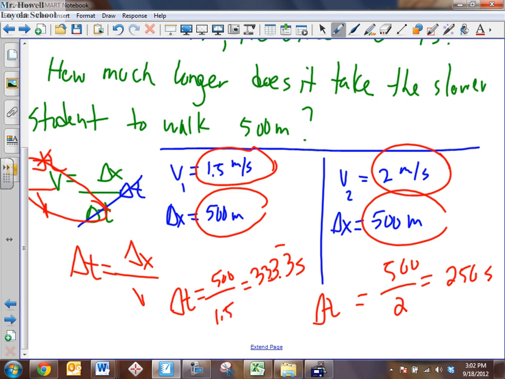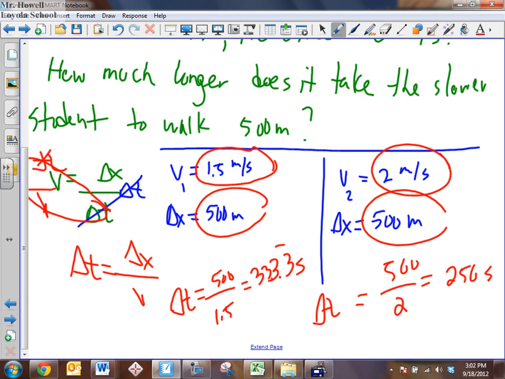So student 1 walked slower. Look at his velocity, 1.5. And it took him longer, which is logical. Think about the logic behind your answer. He walked slowly, so it took longer. This student walked faster, so it took less time. How much faster, or how long did it take? What was the difference in these two? What do we do at the final step?